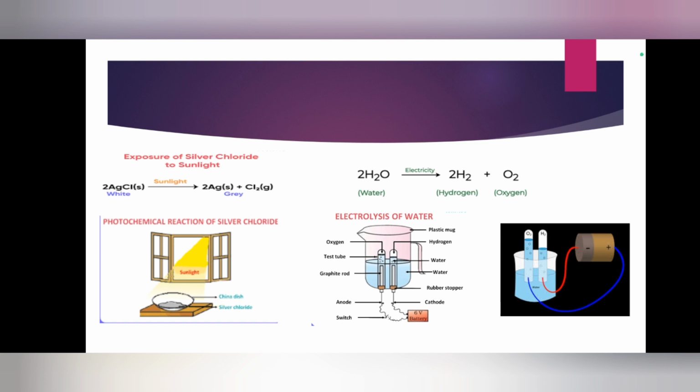Then next one is, we have already learned decomposition by direct heat. That is what we have discussed in the case of ferrous sulfate crystals, which decompose to form ferric oxide, sulfur dioxide and sulfur trioxide.